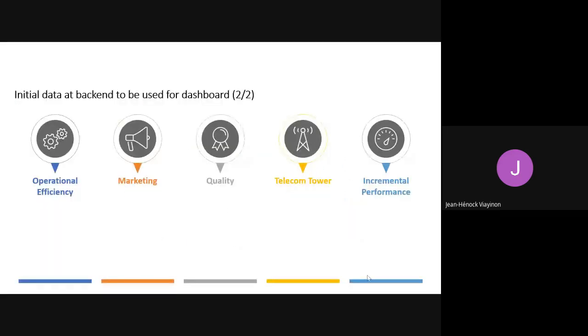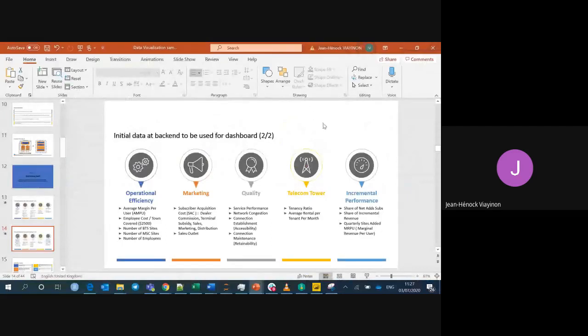You will also have some other KPI at the operational efficiency level. Here you could have the average margin per user, the employee cost, the number of BTS sites, the number of MSC, and those are some technical information. You guys will be introduced to that when you are working with a telecommunication company, for example.